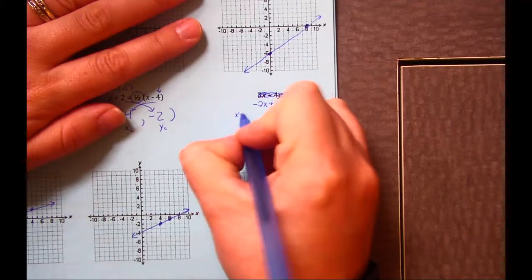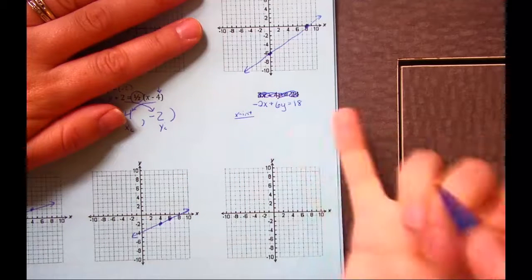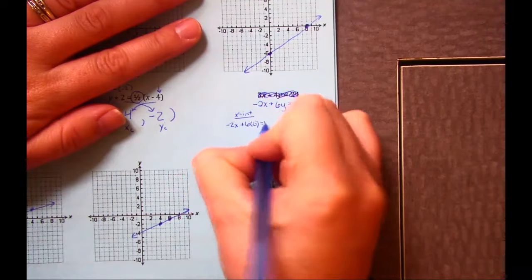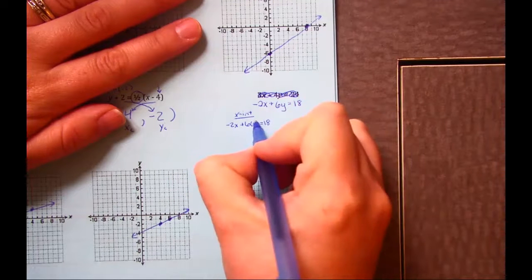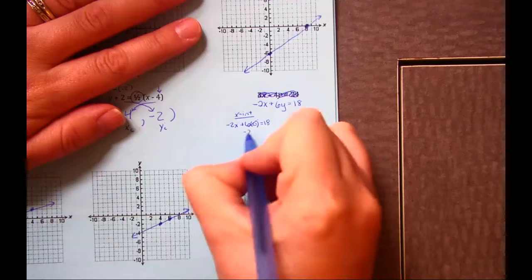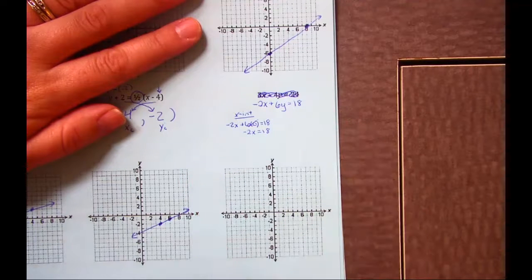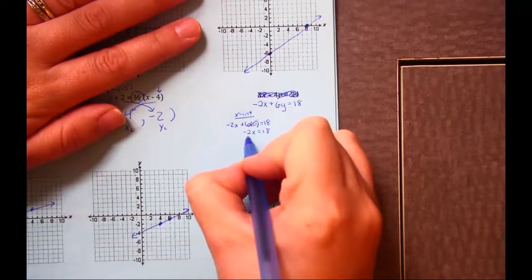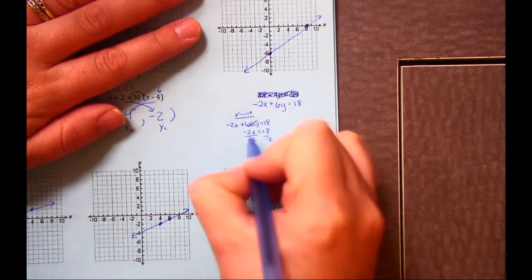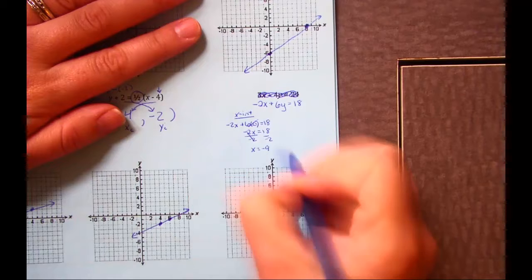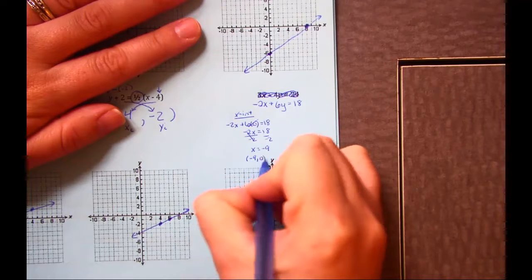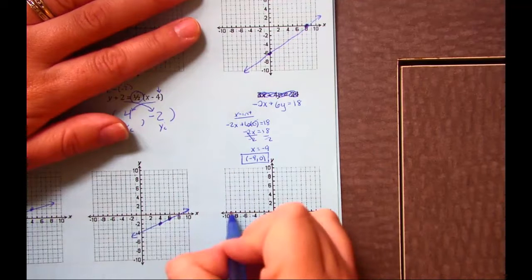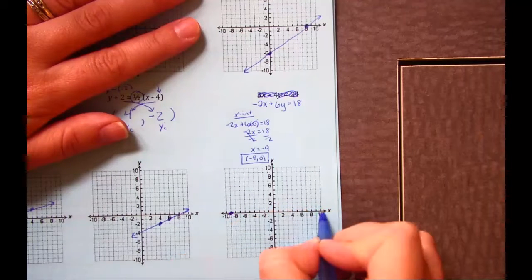So to find the x-intercept, we plug 0 in for y, so I'm going to have negative 2x plus 6 times 0 equals 18. 6 times 0 is just 0, so that goes away. So I really just have negative 2x equals 18. To get x, because it's x times negative 2, I'm going to divide. So I have x equals negative 9. So that's my x-intercept, so I'm going to plot that way out here, negative 9 on the x-axis.